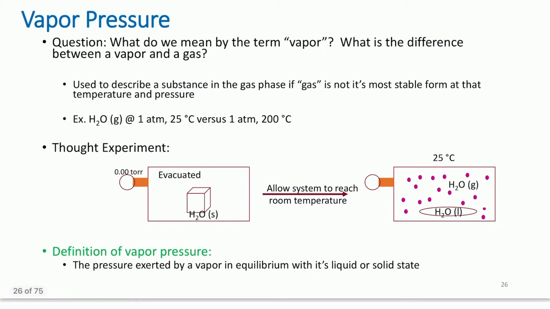So first, let's talk about what is vapor pressure. What do we mean by the term vapor? Well, what's the difference between a vapor and a gas? This concept of vapor is used to describe a substance that's in the gas phase if gas is not its most stable form at that temperature and pressure. So what I mean by that is, like, looking at water. Let's look at H2O at 1 atmosphere at 25 degrees C versus 200 degrees C.